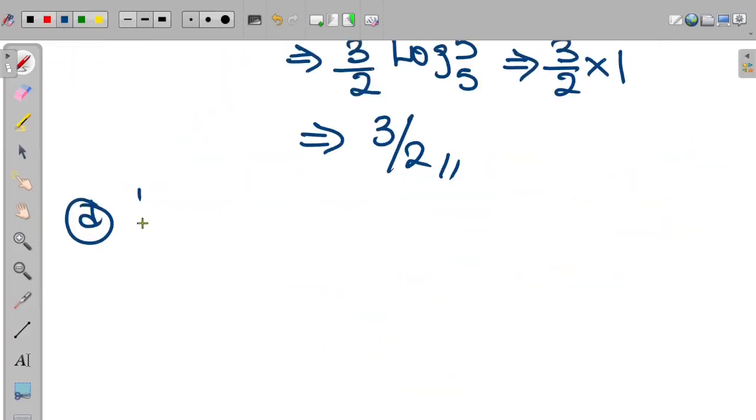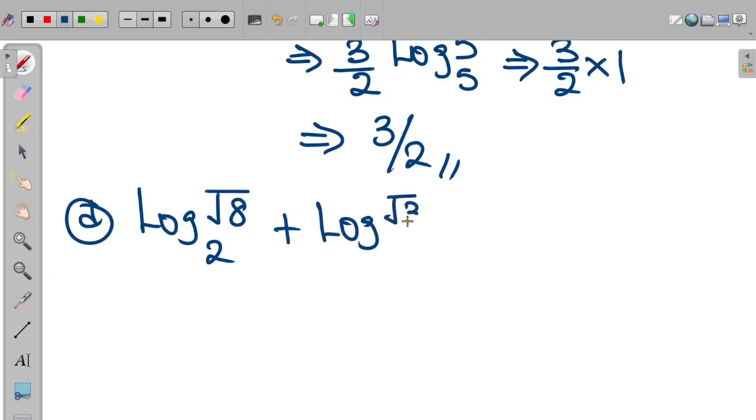So this says that we have log of root 8 to base 2 plus log of root 3 to base 3. Now at this point, you will want to attempt to use the addition law of logarithm, but note that that law only works when the bases are the same. So at this point, we have base 2, and here we have base 3. So the addition law or the product law of logarithm will not work here. So what do we do?